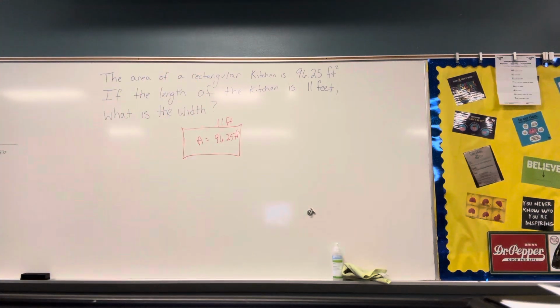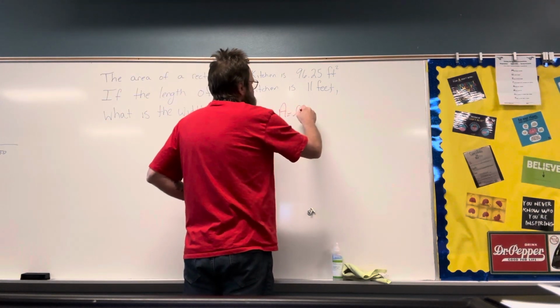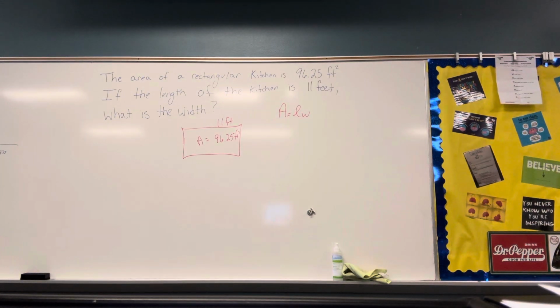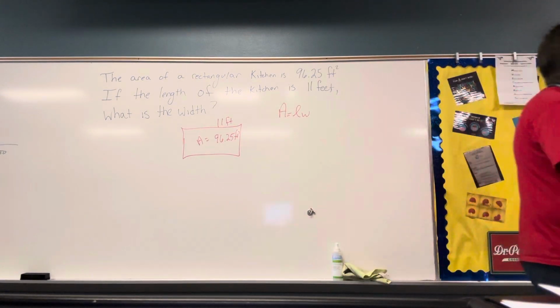We need to use the formula for finding area. So Keaton, what is the formula for finding area of a rectangle? Length times width. Good. We always start by writing down the formula. Area equals length times width. So on your paper, you should have area equals length times width. Always write down the formula. If there is one available, you write it down.